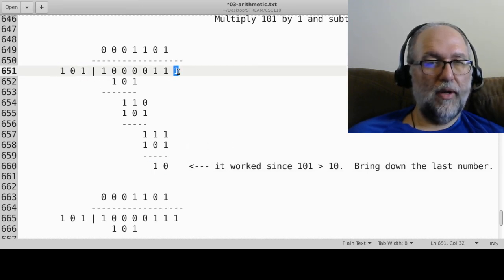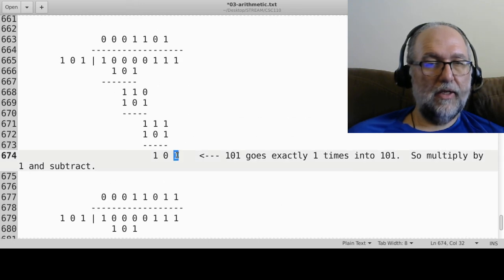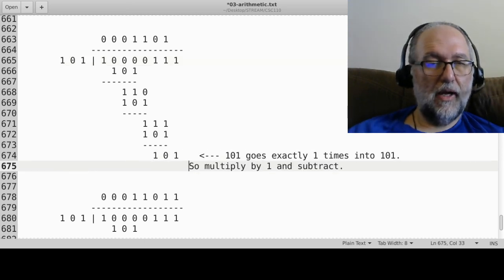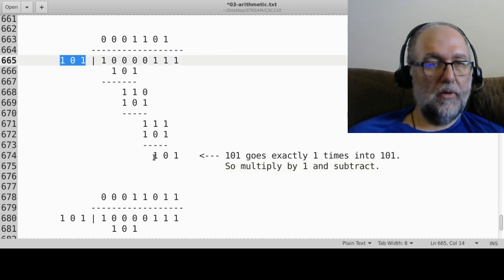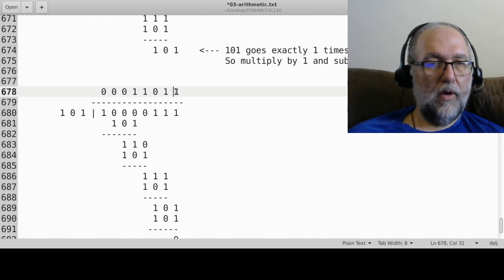All right, and then finally we bring down that last digit. There it is. And now you ask the question, how many times does 101 divide into 101? And the answer is exactly once, because after all, they're the exact same numbers. So we're going to put a 1 right there.